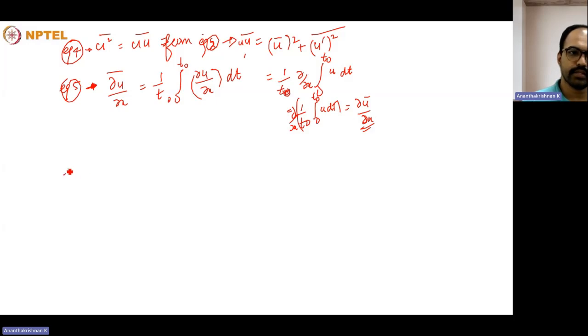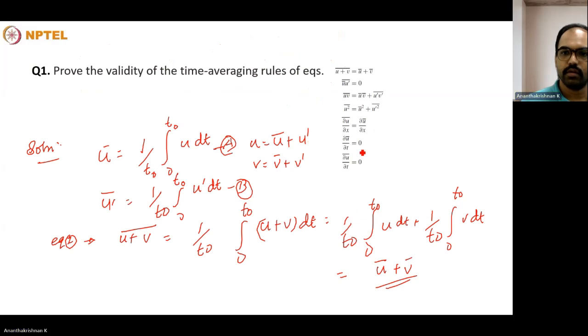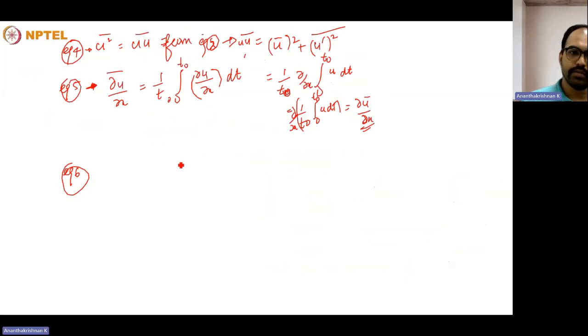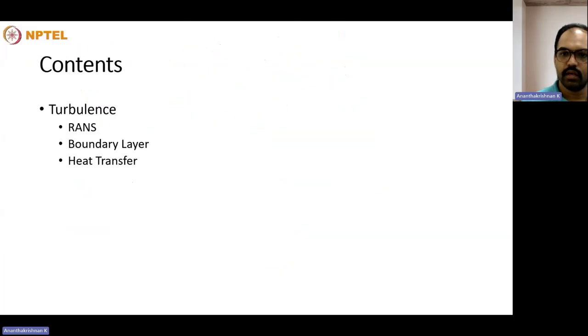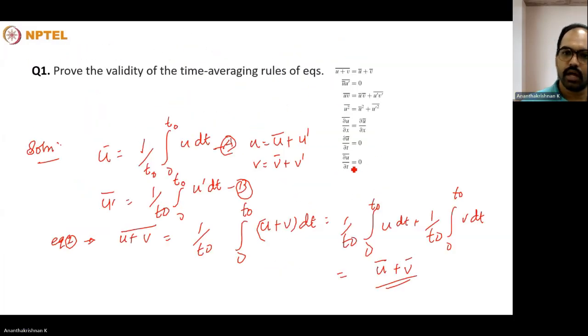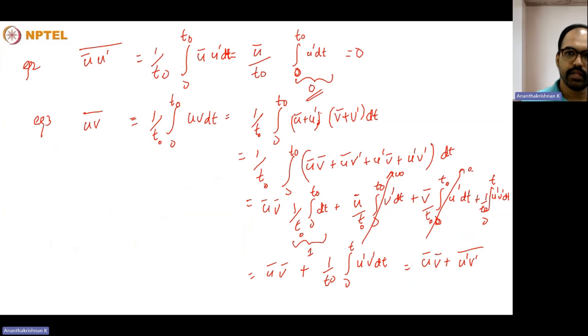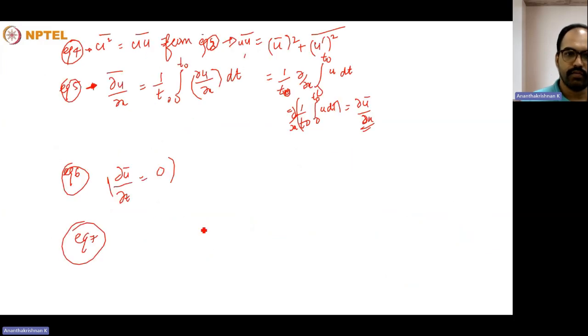And now equation 6. We need to prove the derivative of this mean component will be equal to 0. That is given because it's a constant. It doesn't vary with respect to time. That's a given. That's straightforward. Equation 7, we have to show the average of the derivative of the velocity over time will be equal to 0. Not just the mean term, but the fluctuation term as well.